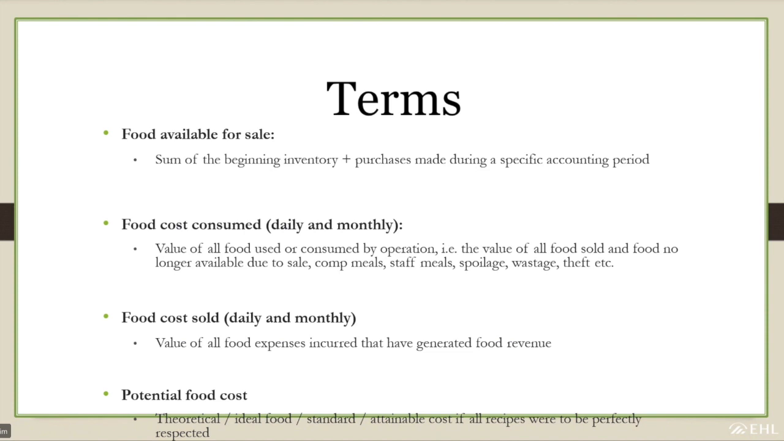Food cost consumed is the value of food used and consumed, but it also takes into account theft, as I said, and so on. The food cost sold is what you can actually see numerically in your cash register, on your Micros system, etc. This is what you've actually sold. And then the potential food cost is the theoretical, ideal standard or attainable cost, if recipes were perfectly respected.